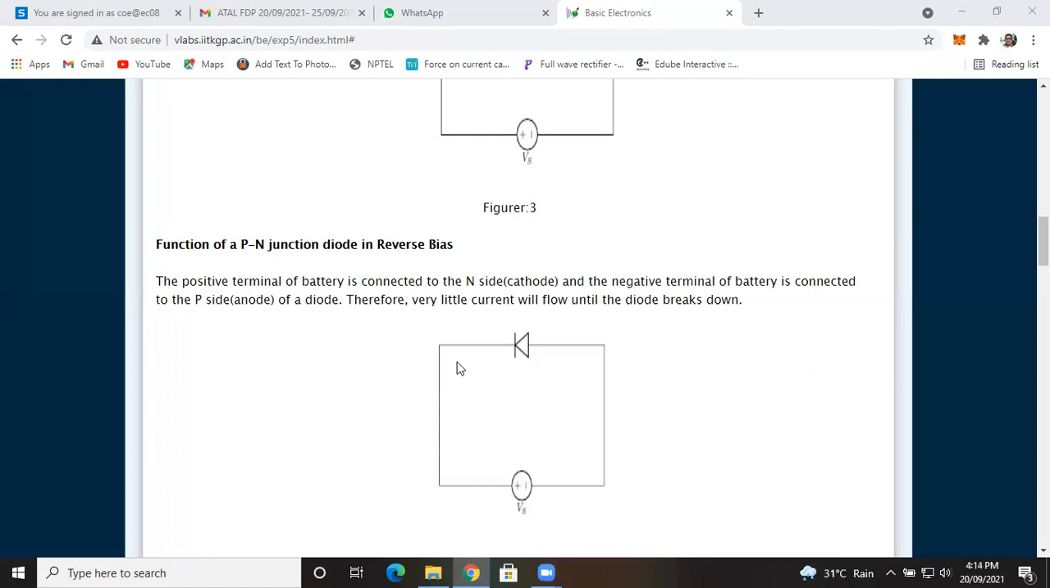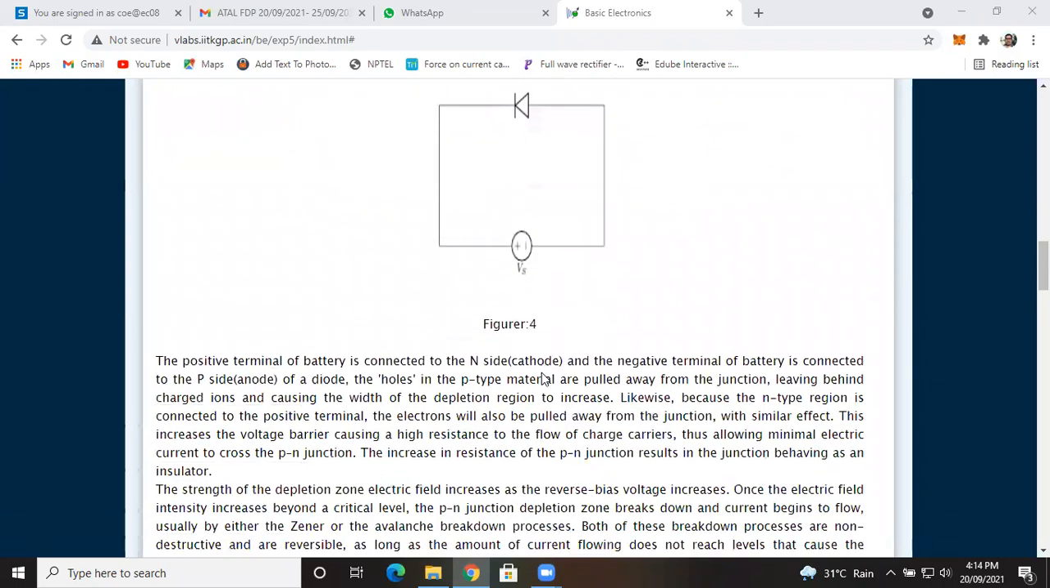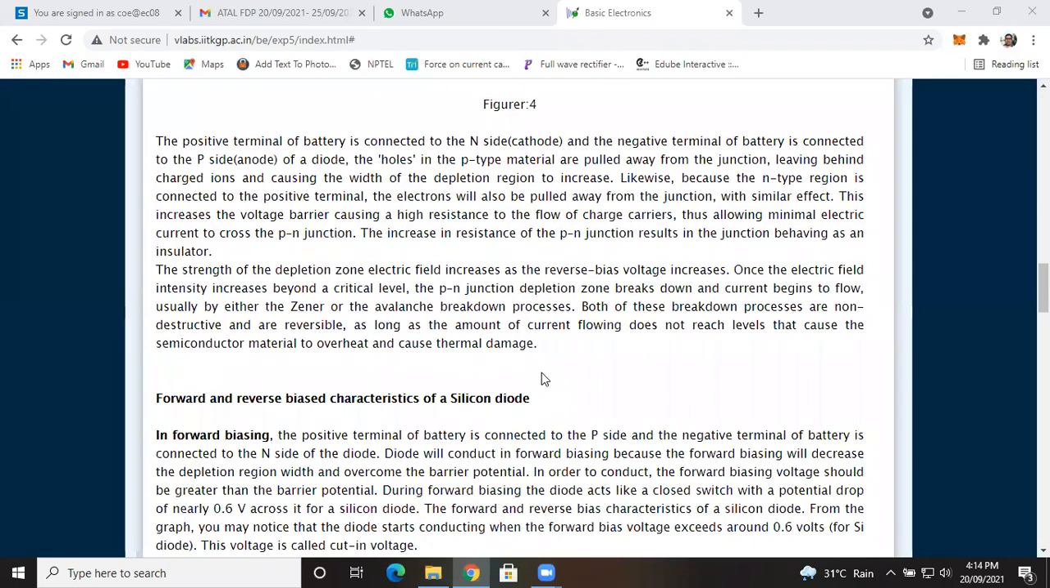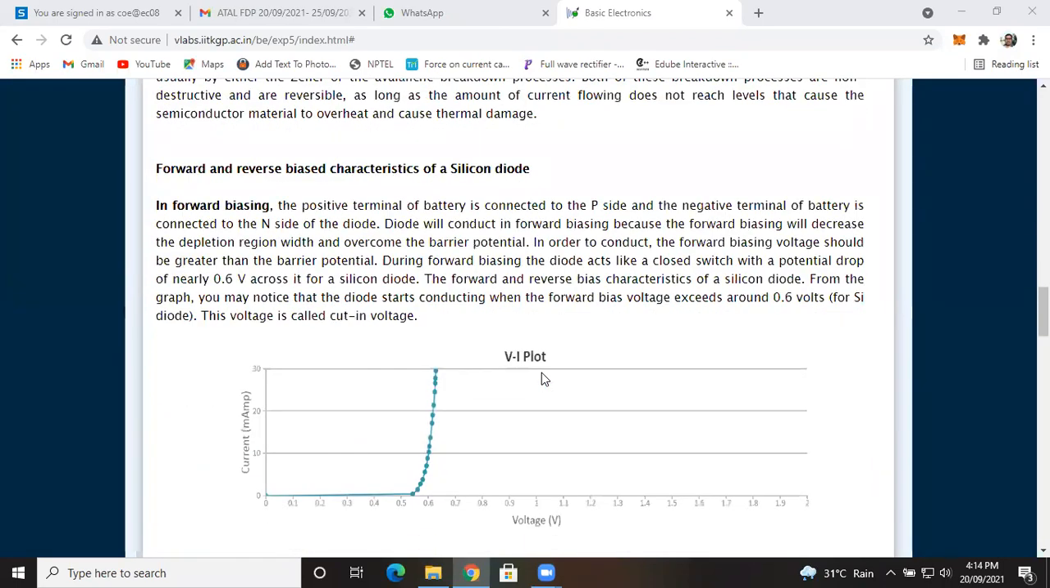But as I explained already, practically it is observed that due to minority carriers, a very small current, in terms of microamperes or nanoamperes, can flow through it, and that is a negligible amount. So that's why we say that when the diode is connected in reverse bias, no current will flow through the reverse biased diode. Get my point? So this is the theory behind forward biasing and reverse biasing.